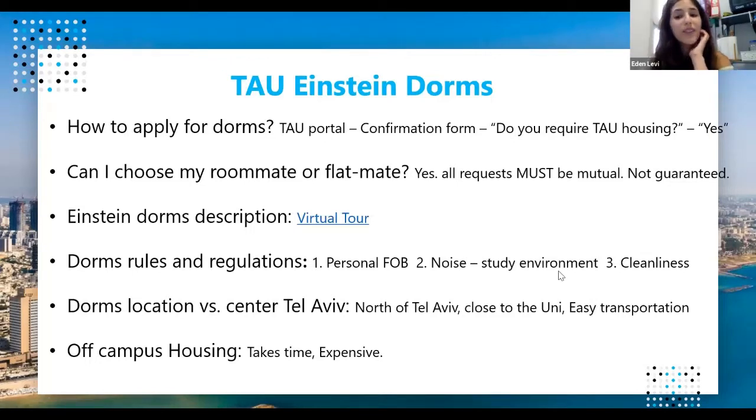The most important thing is that all requests are the same. So let's say if Katie Friedman wants Maya Gal to be her roommate, then both of them must write each other. Same goes with flatmates. You will find out who your roommates and flatmates are and where your apartment is located in the dorms only on the day of your arrival. So make sure you know that. Do you have any questions about applying to the dorms?